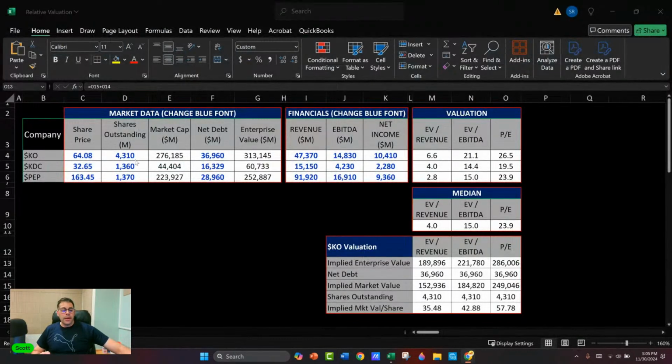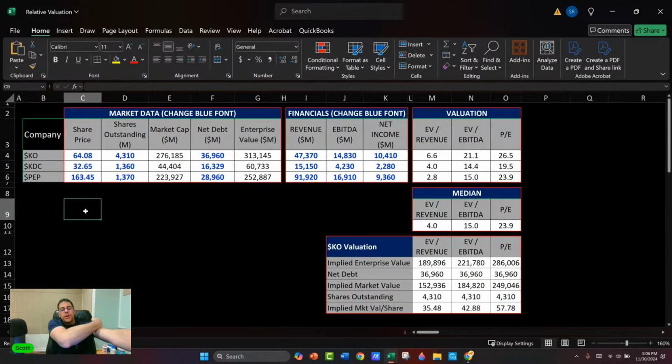Somebody asked me to put together a relative valuation model, so that's what I did. I think there's a lot of different ways to do this, but here's one approach. I just picked 3 companies; you want to pick companies in the same industry. Well, just to backtrack a little.